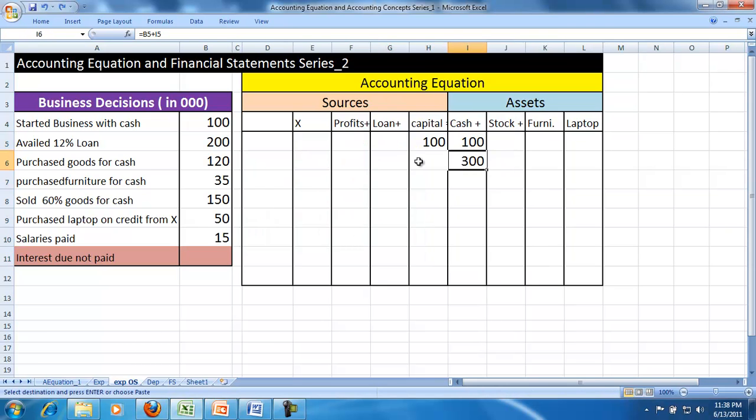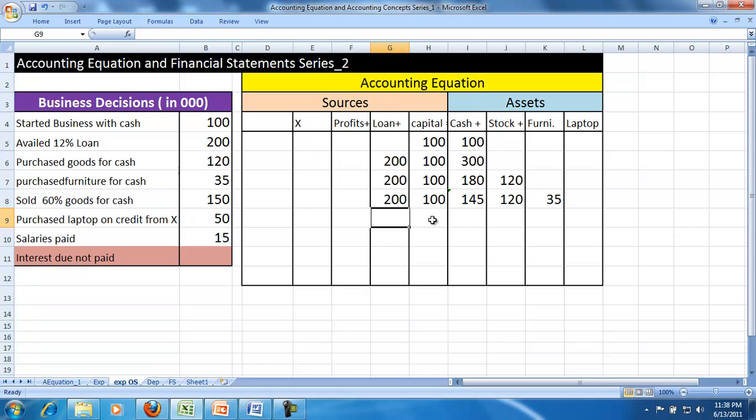So no change in the capital, but there is a loan of 200, right? I'm purchasing goods for cash, so minus 120, and the stock will come to 120. No change in the capital, no change in the cash. Now purchase furniture 35: no change in the stock, cash will come down by 35, no change in the capital and no change in the stock.